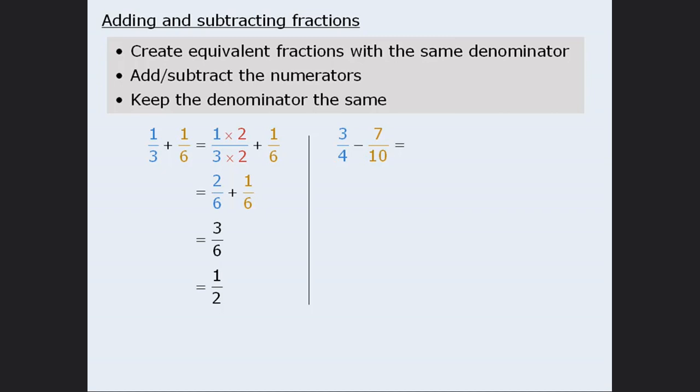To do this, we'll take 3/4 and multiply top and bottom by 5 to get the equivalent fraction 15/20. Then we'll take 7/10 and multiply top and bottom by 2 to get its equivalent fraction 14/20. Now that both fractions have the same denominator, we can subtract the numerators. So 15 minus 14 equals 1, so this is the numerator, and we will keep the denominator of 20 the same. So 3/4 minus 7/10 is equal to 1/20.